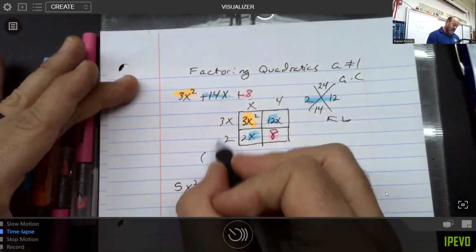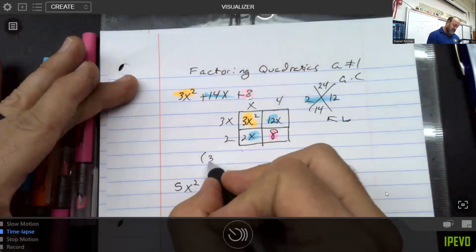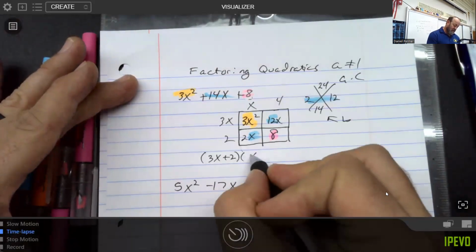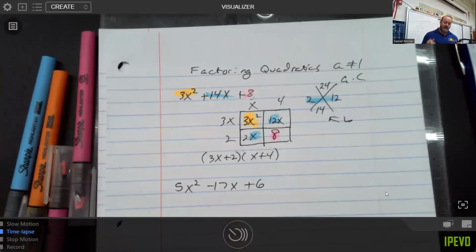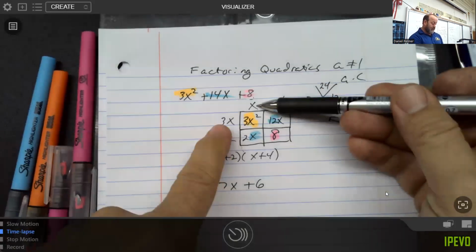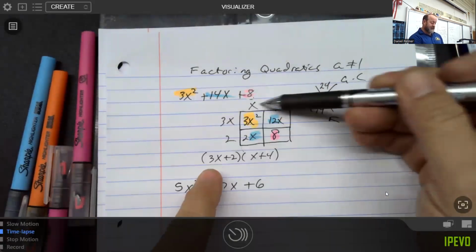And so I know that this now factors to 3x plus 2 times x plus 4. And again, it would not at all matter if we reverse the order and put the x plus 4 first. It's the same thing. And as far as checking our answer, it turns out it's fairly easy because we already have that right here, because I can already see that I'm multiplying 3x plus 2 by x plus 4.